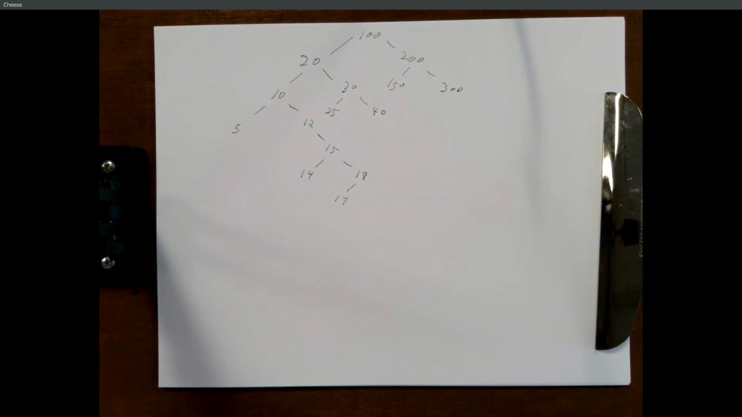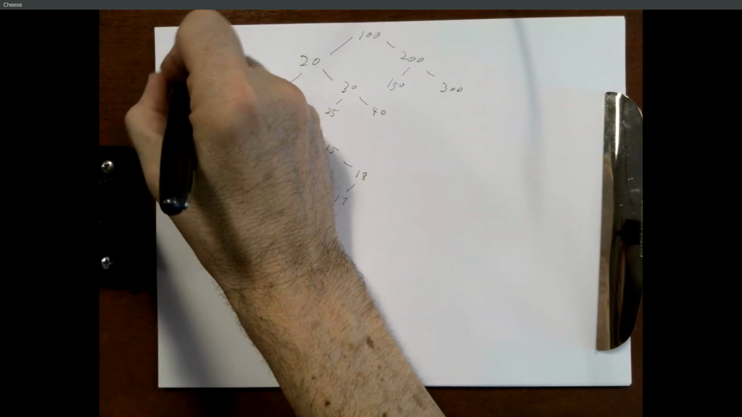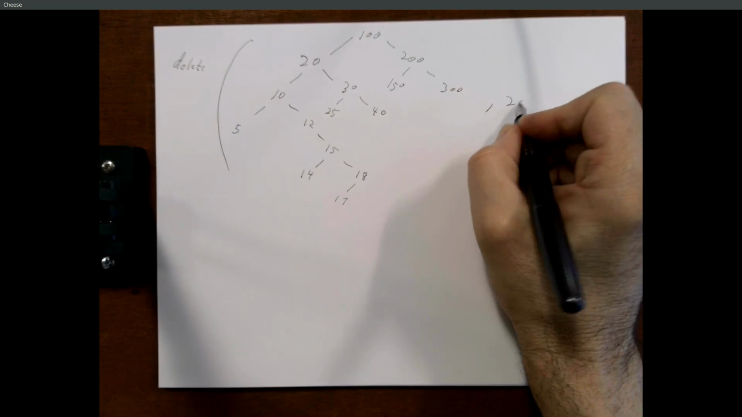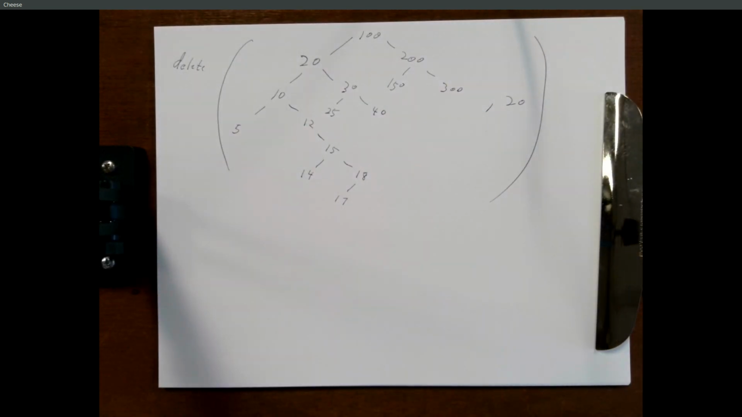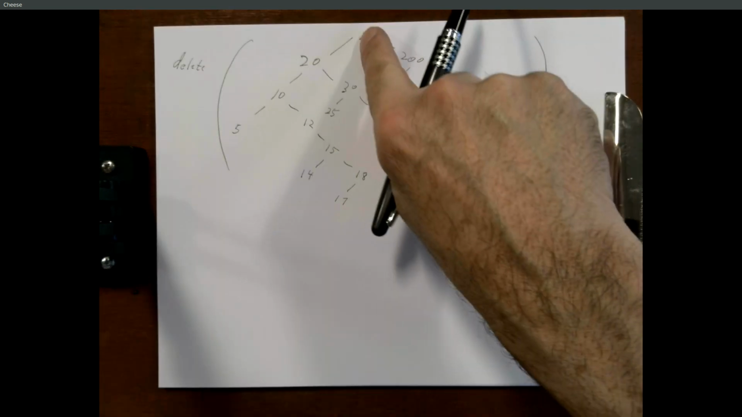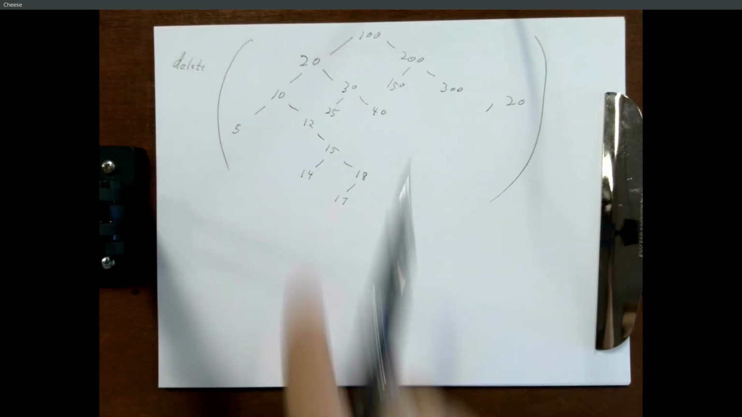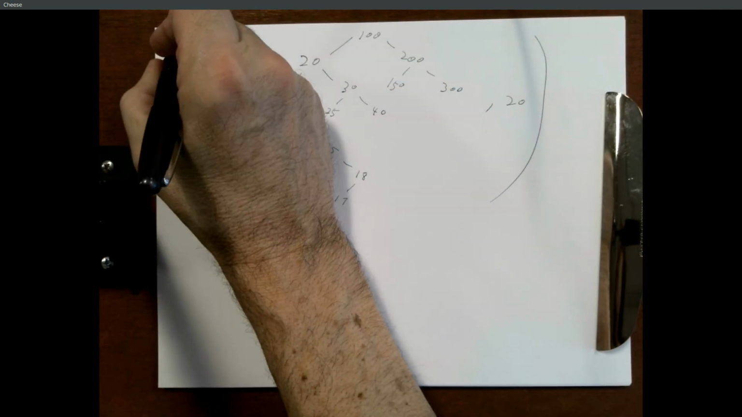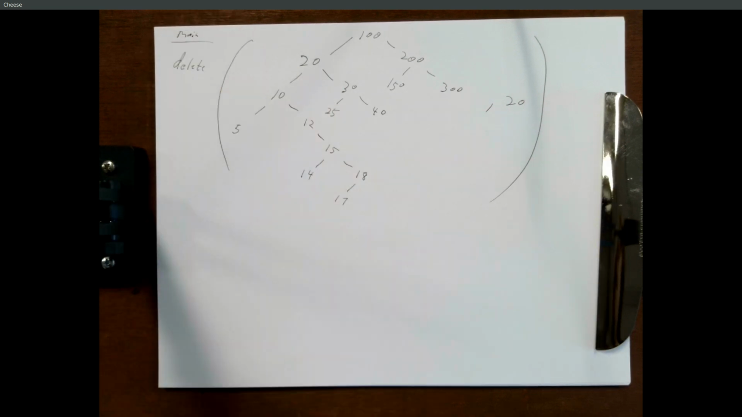All right, that's a bigger tree than I should have made. Let's delete the 20 from this tree. So I'm passing root, which is the address of the 100, but we can think of it as this whole tree. So this is our main program. We want to delete the 20 from this tree.